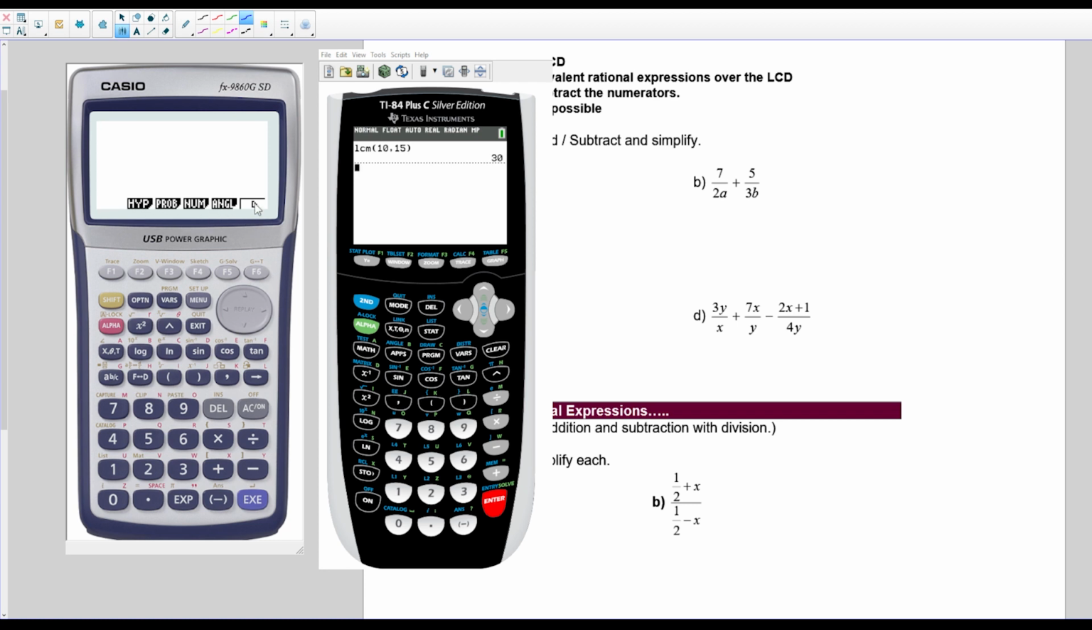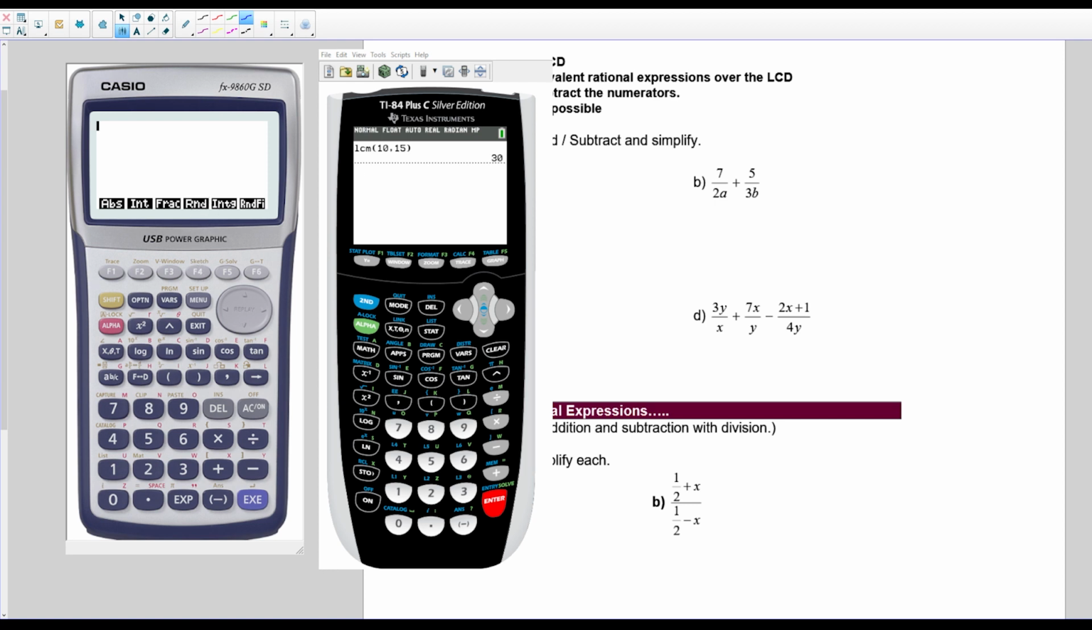We're going to hit F6 to go over to the right, and we're going to hit number. For my emulator right now, it doesn't really show the proper functions. I don't actually have the LCM function on this calculator, but there would be another arrow right here that you can hit. So you'd have to hit F6 and you should see NUM pop up right here.